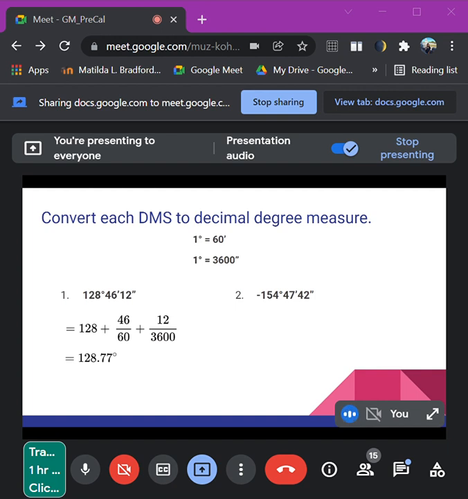Negative 154 degrees, 47 minutes, 42 seconds. So, same process. We take the negative outside so that it does not affect the positive values inside. So you have there negative 154, with the negative outside, and then plus 47 over 60 plus 42 over 3,600. And the answer there is negative 154.795. You can simplify that using your calculator.